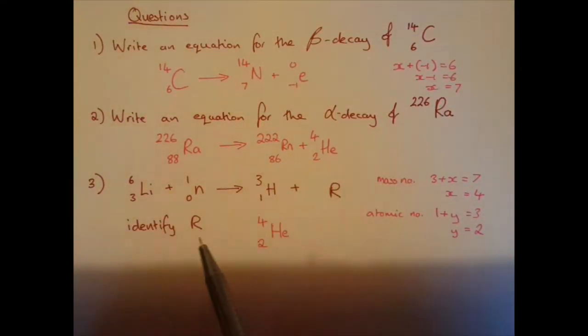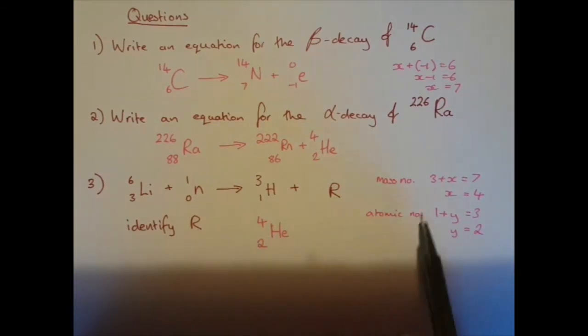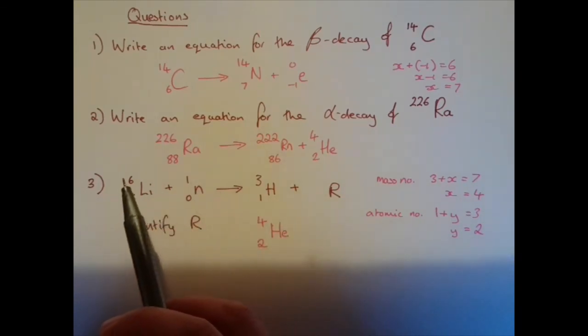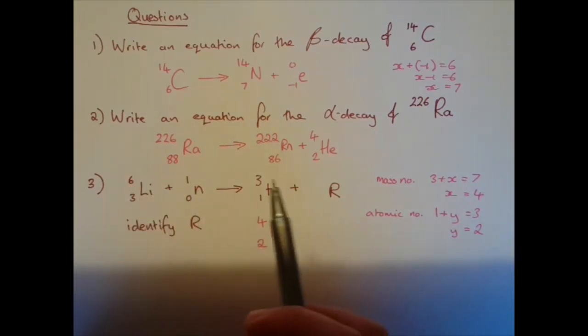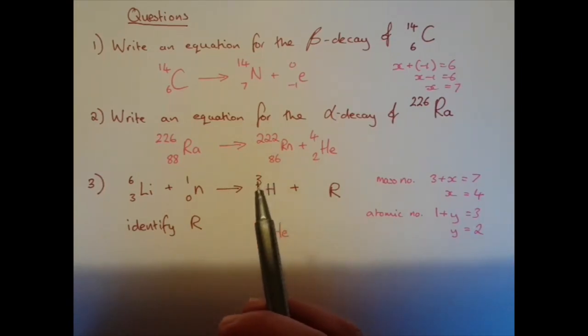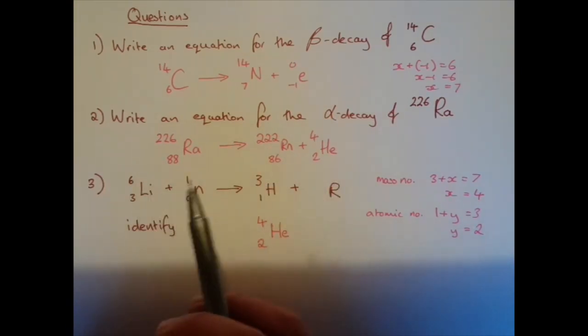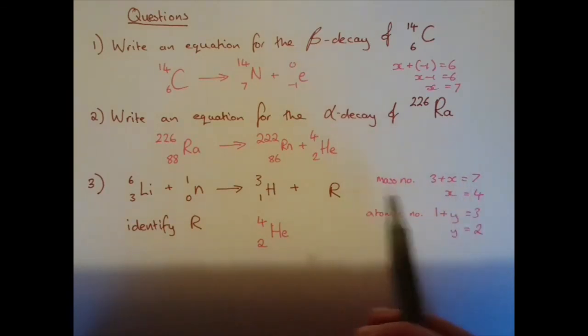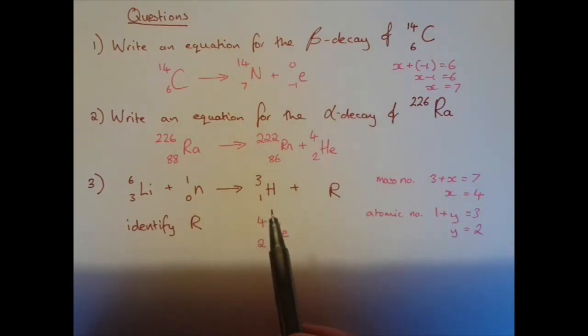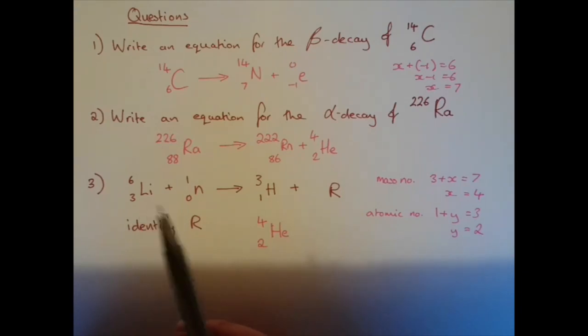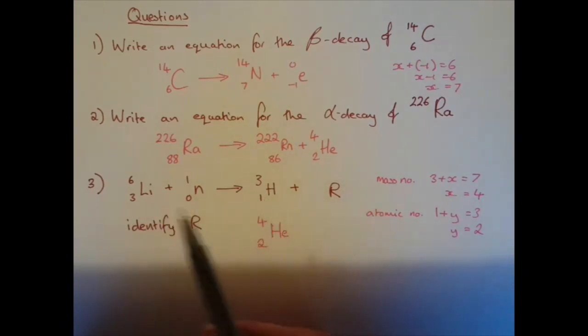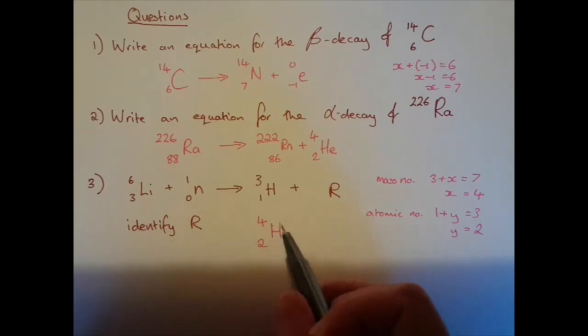Okay, and then the final one, the R is 4 2 He. So this is again just a problem solving question based on the fact that the total mass number and total atomic number on each side must be equal. So 3 plus something must be the same as 6 plus 1. So 3 plus something must be the same as 7. So that something must be a 4. So the mass number of R must be 4. The atomic number of R, well, we've got a 3 and a 0, so we've got 3 on this side, only 1 on this side, so 1 plus something equals 3, that must be 2. And if it's got an atomic number of 2, from the periodic table, it must be helium.